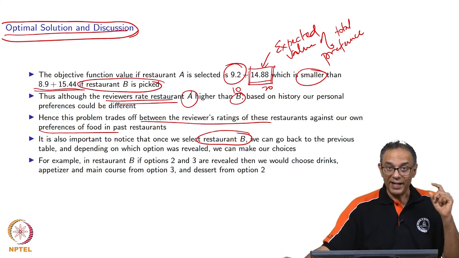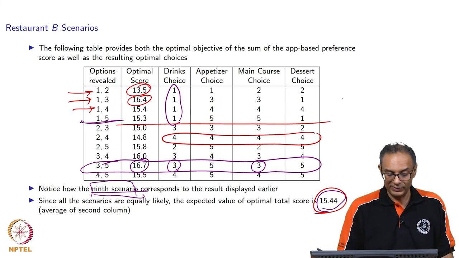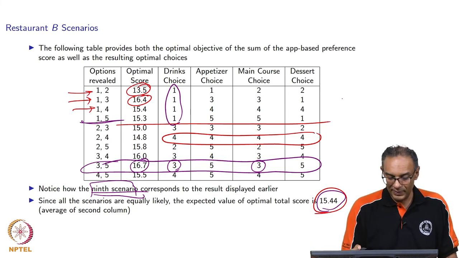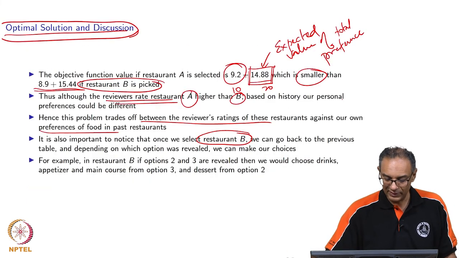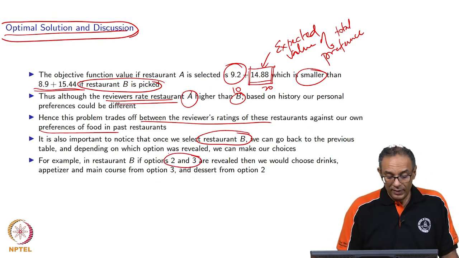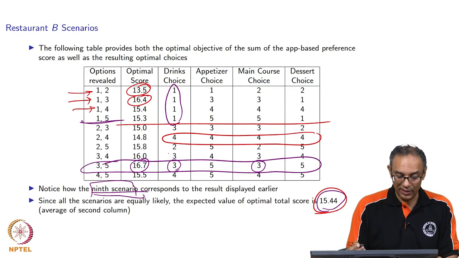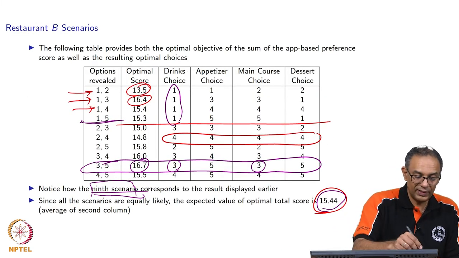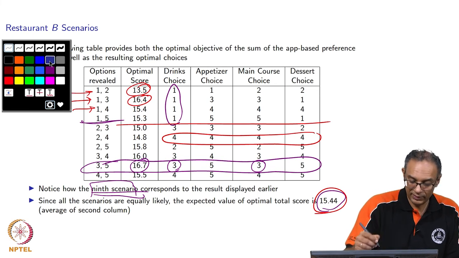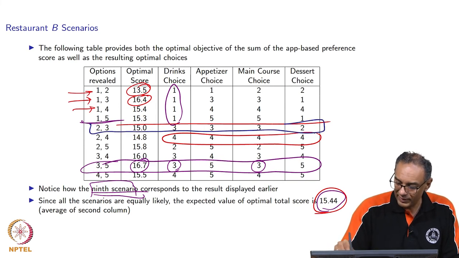So we actually know what to do. We've already made this calculation. So let's say we are in restaurant B, and I believe I have that example. Let's say options 2 and 3 get revealed. Then what will we do? So now let's say you actually picked restaurant B and options 2 and 3 got revealed. I'm going to use a different color so that we are here. So let's say options 2 and 3 get revealed.